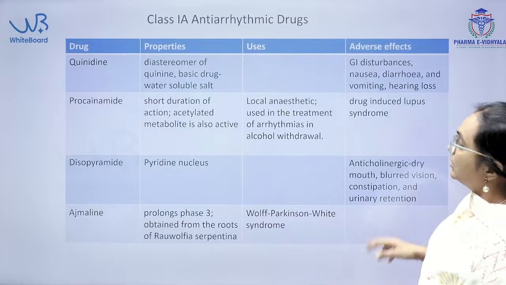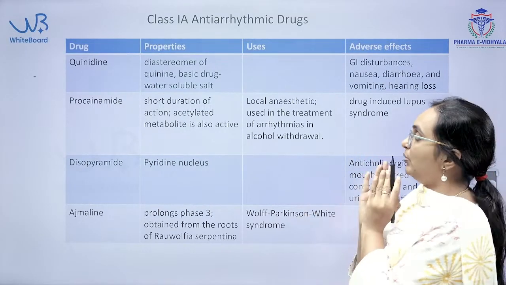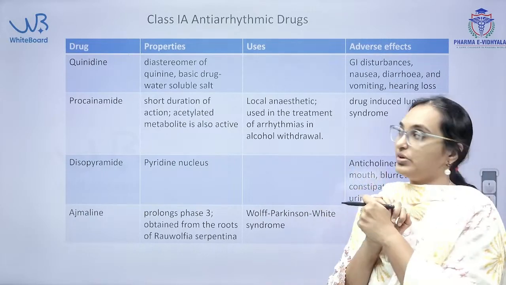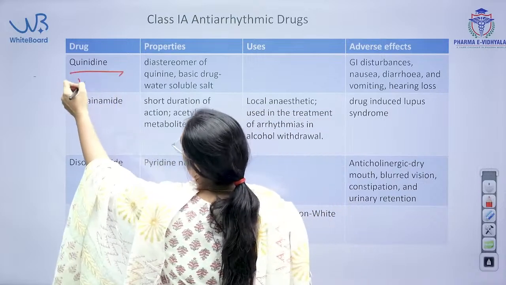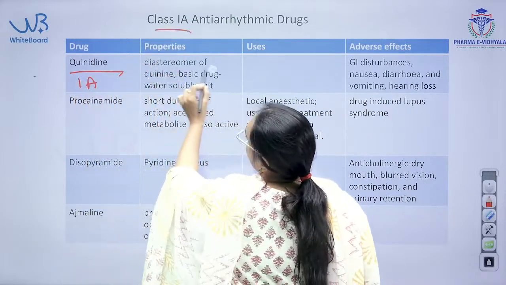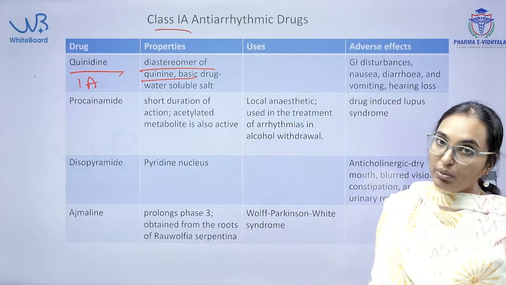Next, class 1A antiarrhythmic drugs. Drugwise we will see important properties, uses and adverse effects. Quinidine is a 1A drug. It is a diastereomer of quinine. Quinine is obtained from the cinchona bark.